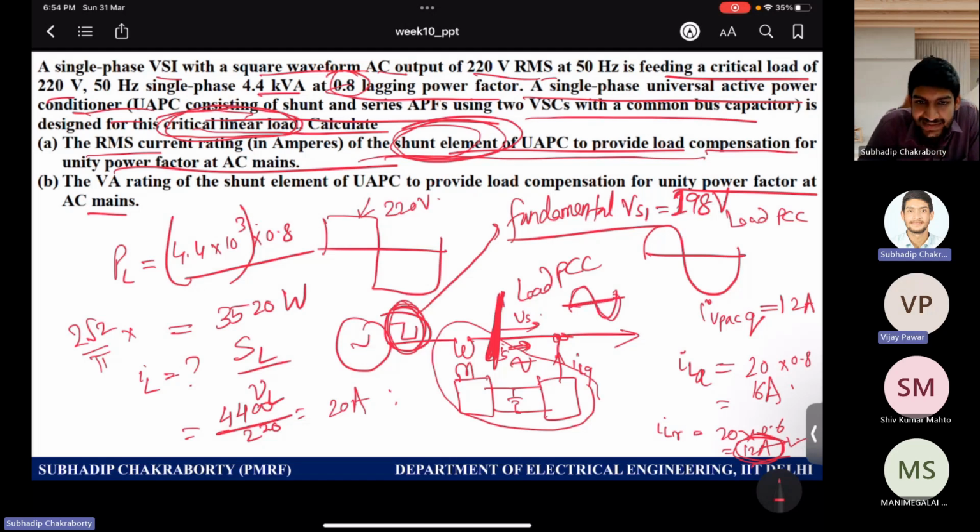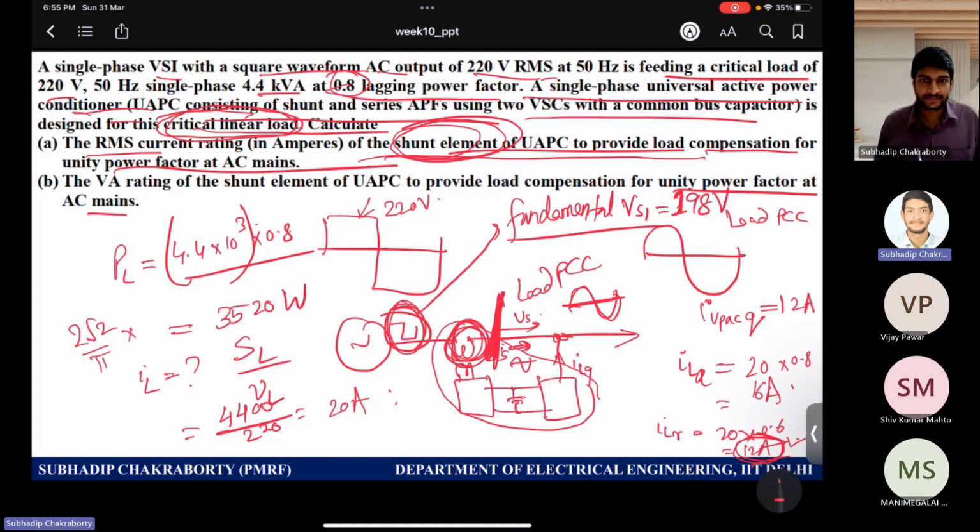The difference between the two is the reason for which some active power is also consumed. Some active power needs to be injected by this. Because the load is linear, the difference between the fundamental of supply and load will contribute to some active power injected by the series. So can anyone tell whether this DC bus can be self-supported or not? No, it cannot be self-supported, because it needs to inject some active power.